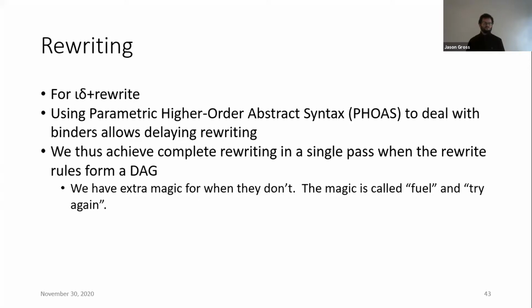And the rewriter, the partial evaluator that I wrote, is a very general tool, and it also integrates an extra parameter, fuel, for when they don't form a directed acyclic graph, and that lets you try the rewriting again when you need to.